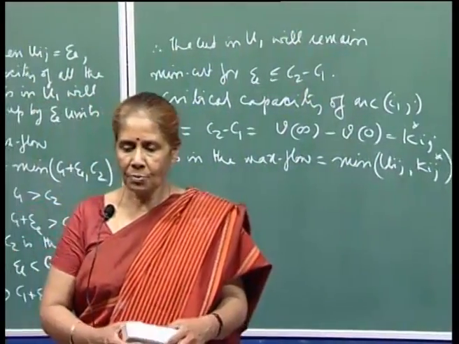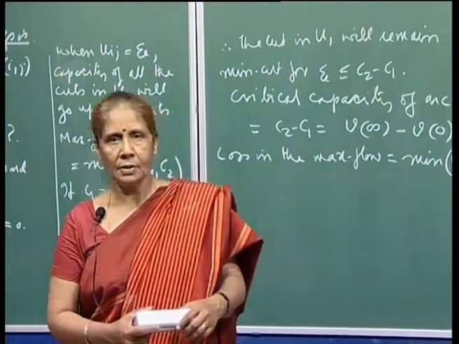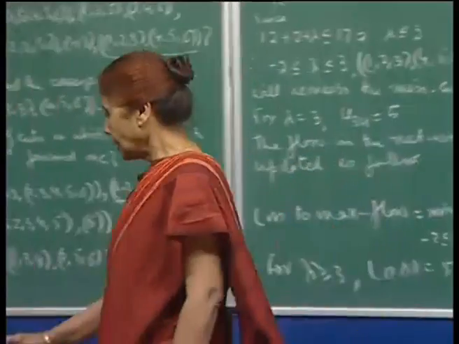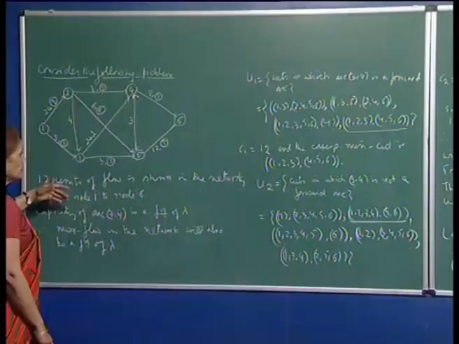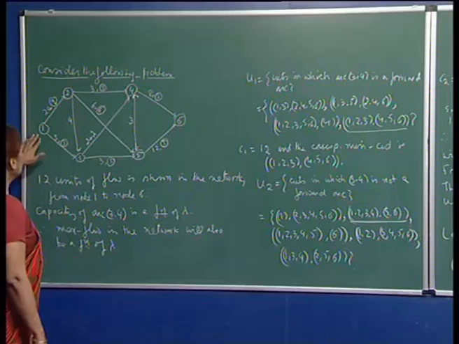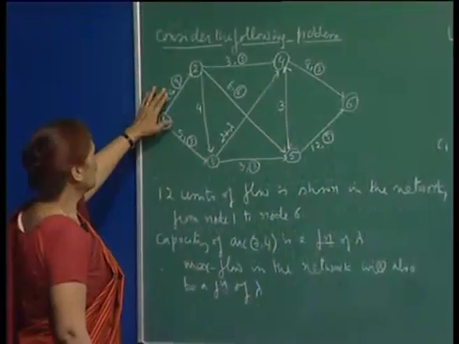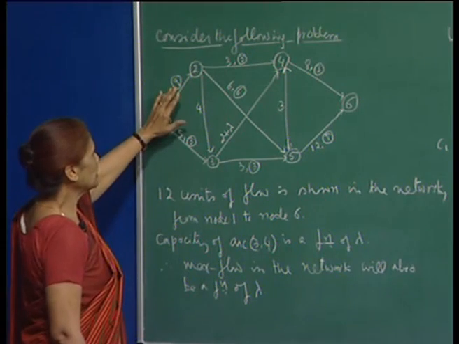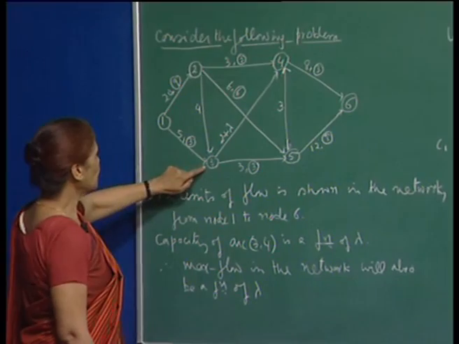I will try to show you some more applications of the max flow problem in the next lecture. Let us consider this example, and I will try to explain all these concepts that we have discussed. Here you see currently there are 12 units of flow in the network. Make sure that there is flow conservation at each node. So, 9 units are going on arc 1 2 and 3 units on 1 3.